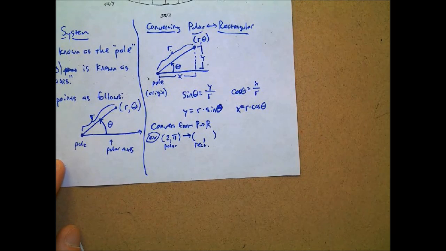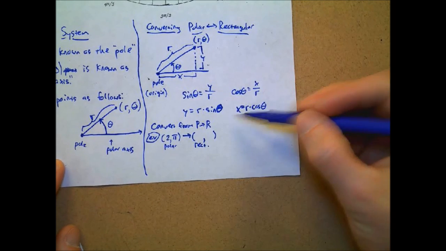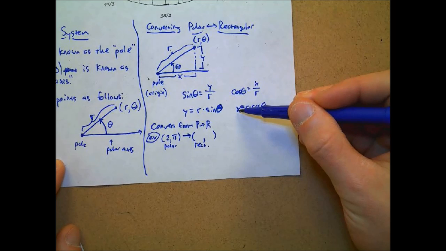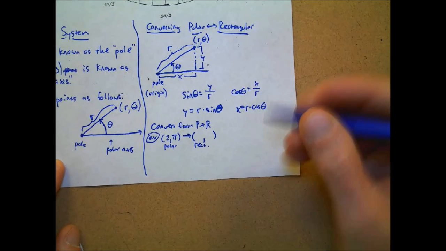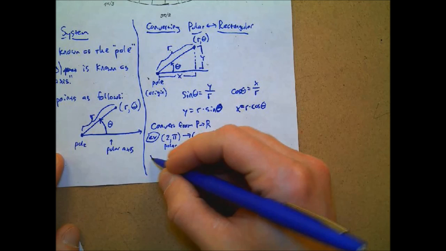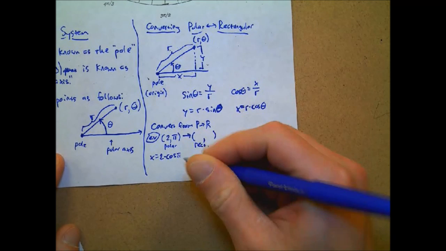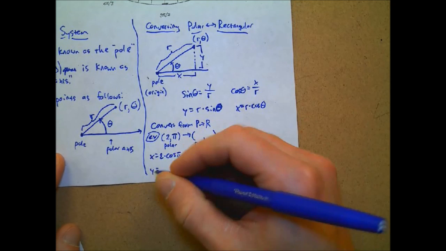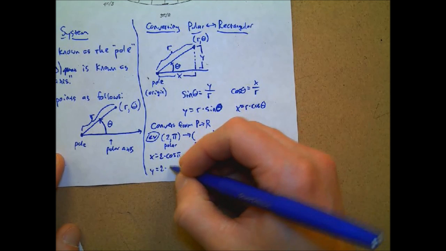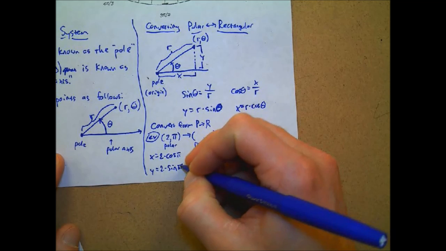Okay. Well, we have our two little relationships here, right? The x rectangular coordinate will be equal to r times the cosine of theta. So x is going to equal 2 times cosine pi. And y will equal 2 times the sine of pi. Y is r sine theta.